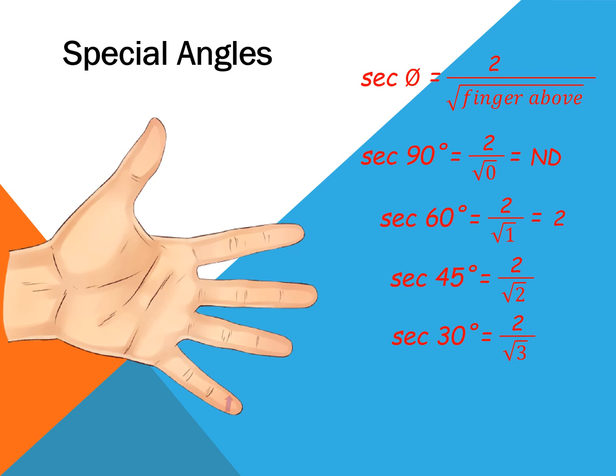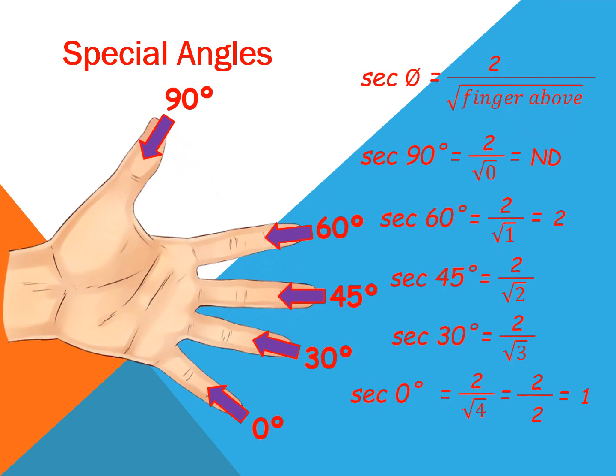Last but not the least, 0 degrees. Secant 0 degrees is equal to 2 over square root of 4, or simply 2 over 2, or equal to 1. And these are secant of our 5 special angles.